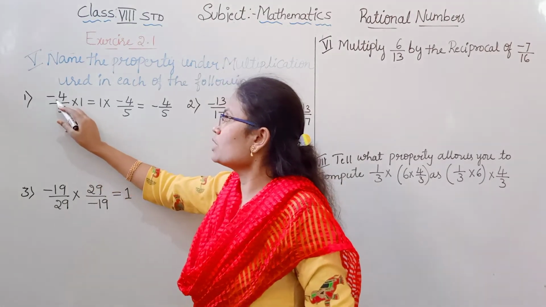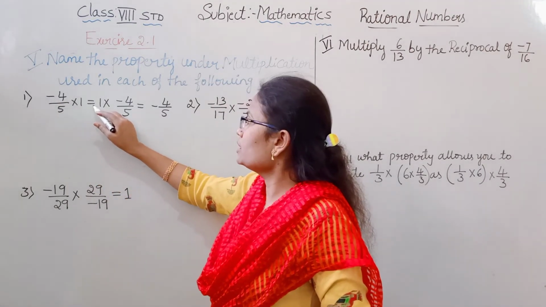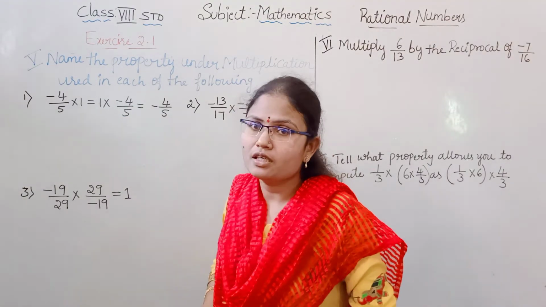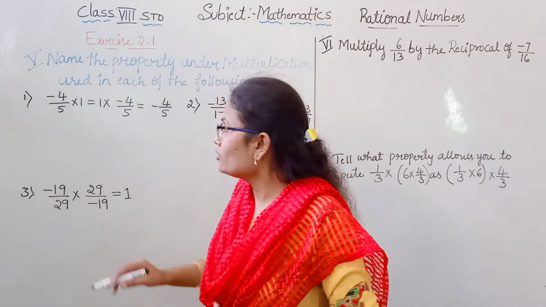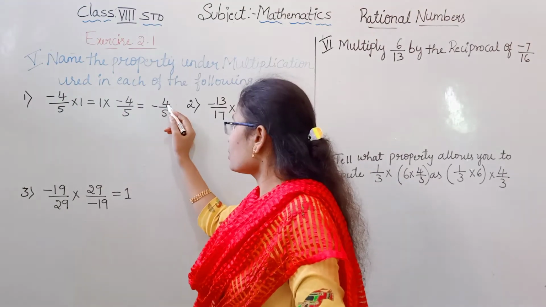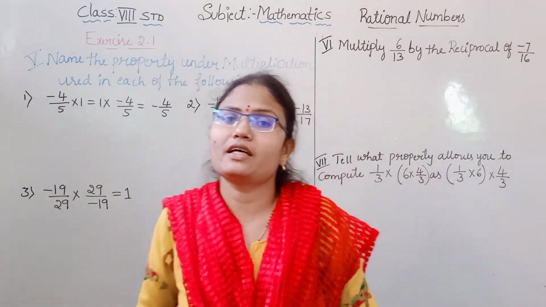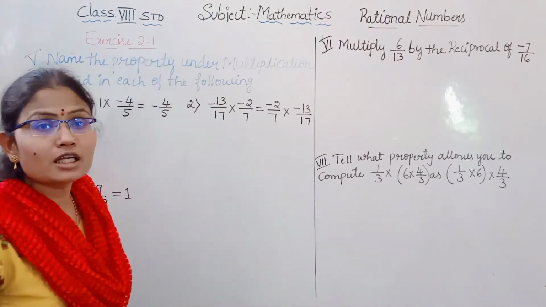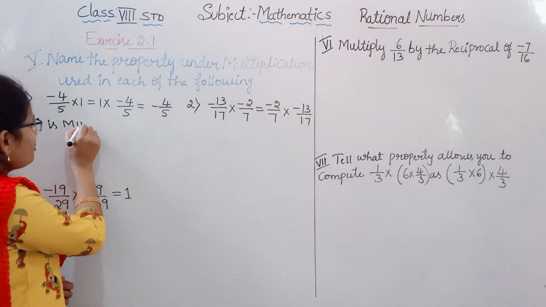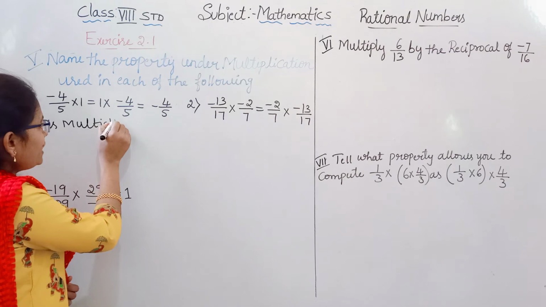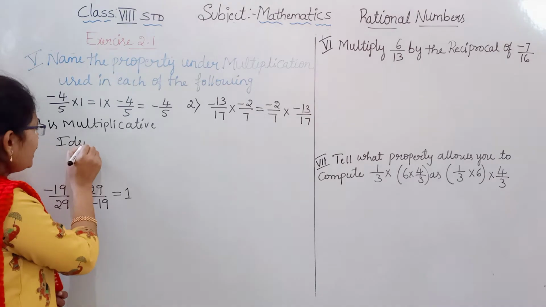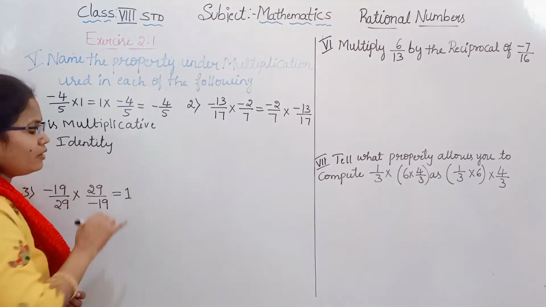First problem: -4/5 × 1 = 1 × -4/5 = -4/5. Can you guess which property they have used? You can see that 1 is multiplied with the number, and here also 1 is multiplied. Then the product you get is -4/5. Here they have used 1 as the multiplicative identity. The property used is the multiplicative identity property.